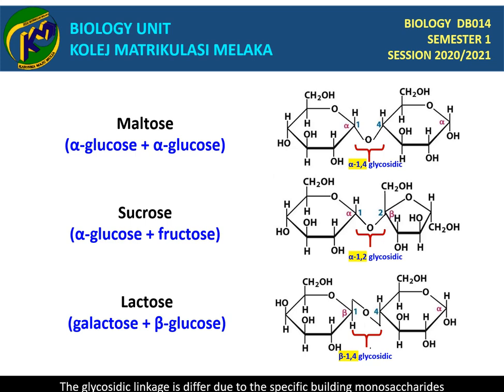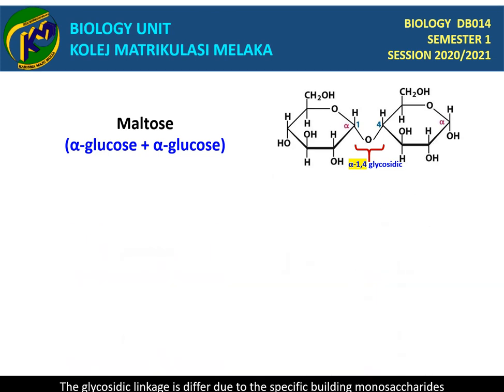Each of the disaccharides is different in terms of the monomers and also the type of glycosidic bond between the monomers, such as maltose. It consists of two alpha glucoses, and the bond between the alpha glucoses is an alpha 1,4 glycosidic bond.